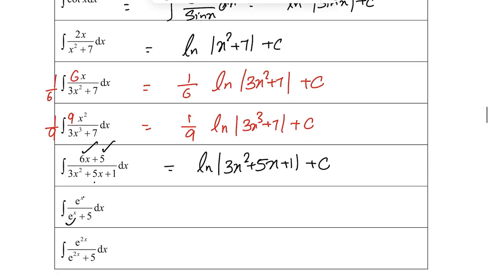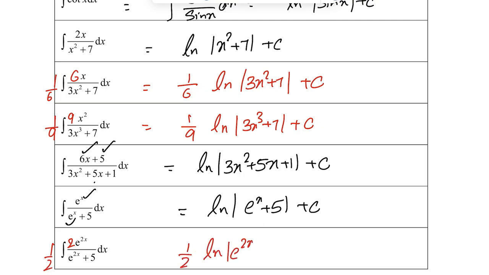E power x derivative is e power x only. So it becomes ln of e power x plus 5 plus c. Now e power 2x derivative is 2e power 2x, so 1 upon 2. So 1 upon 2 ln of e power 2x plus 5 plus c.